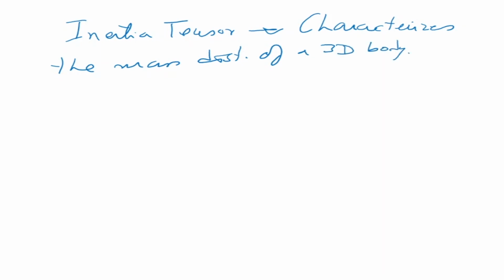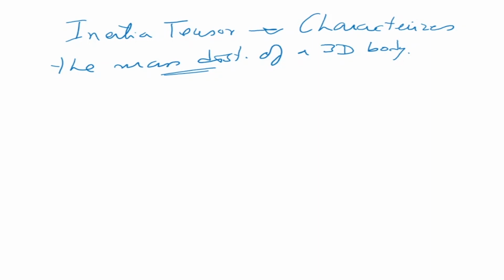Okay. And what is the inertia tensor? It is a set of quantities that give information about the distribution of mass of the body. It characterizes the mass distribution, meaning it characterizes the way the mass is placed on that body. Okay, and how do we write it? We basically write it this way.